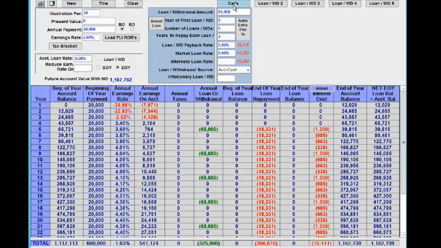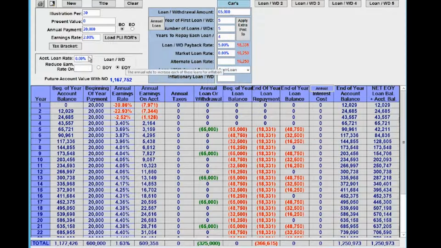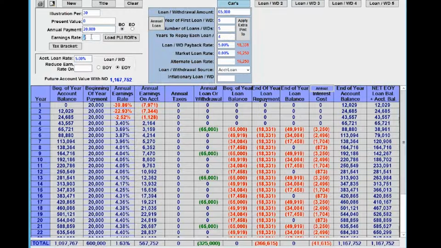Now, when you buy the cars, remember, you're not taking from yourself. You're actually borrowing against yourself. So what we're doing is taking an account loan, and we're paying the insurance company, because the insurance company is loaning us that money, and our money is continuing to grow.